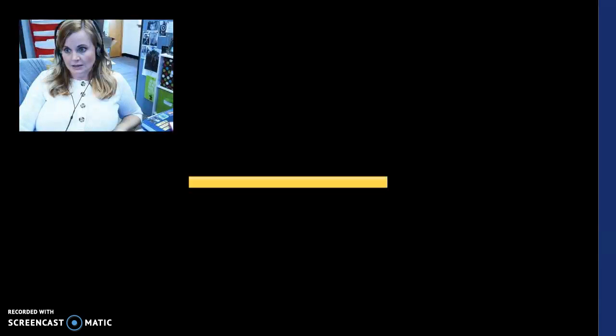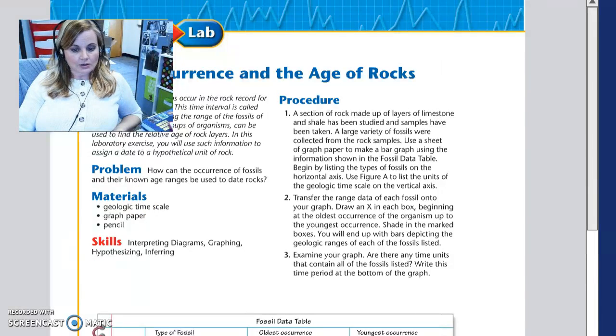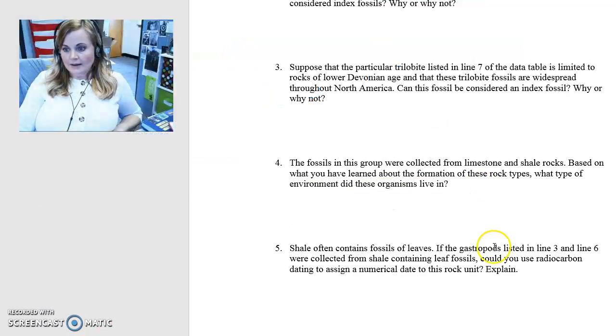The last question asks you about carbon dating and whether or not a leaf that was found with the gastropod in line 3 and line 6, if there was leaves within the shale, if that could be dated using carbon dating. I'm just going to tell you that yes, carbon dating does help to age things that were living at one time. But it is limited depending on how old the thing is. If it's too old, it doesn't work.